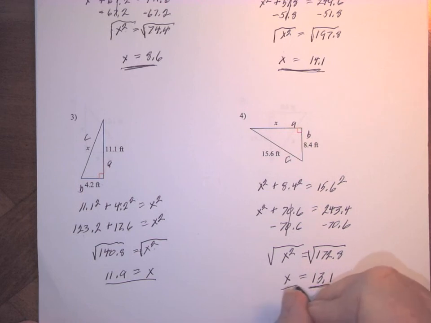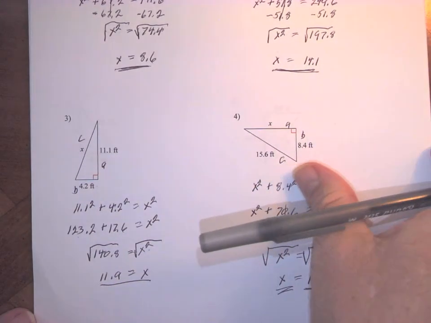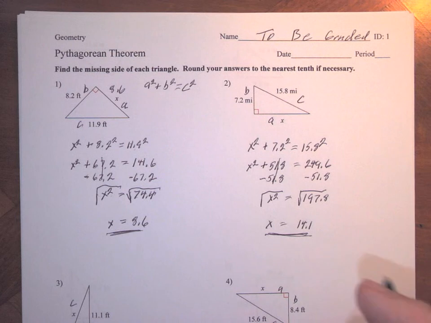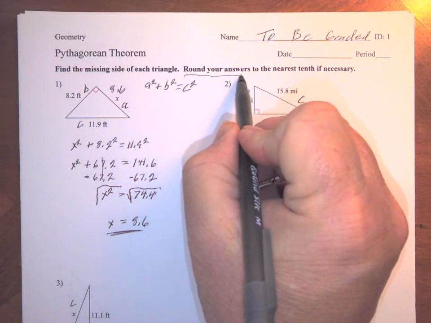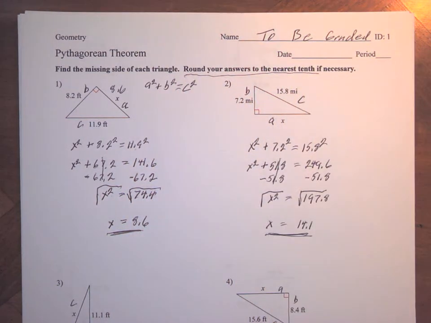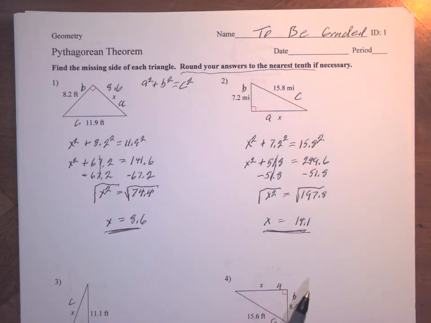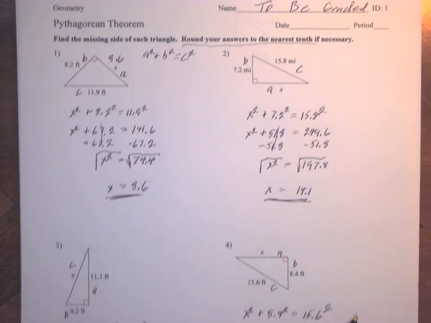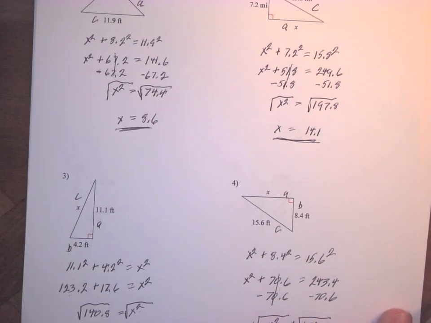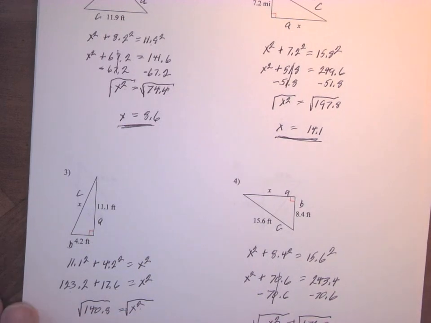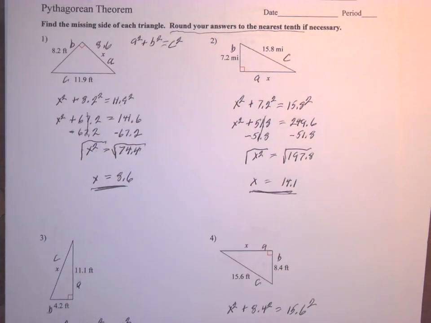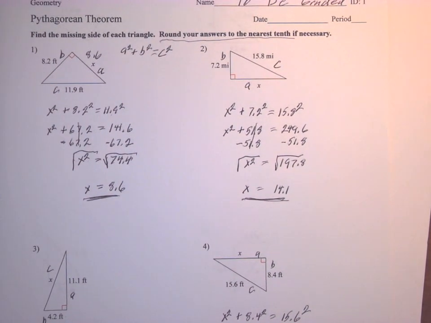Okay. Now, I do want to point one thing out here. It says to round your answers to the nearest tenth. And if you notice, in each step of this, I've rounded the answers to the nearest tenth. That will get you the answer according to the instructions here. Okay, that is the Pythagorean theorem. As I said, I'm leaving problems 5 through 8 for you. Shouldn't be that big of a problem.